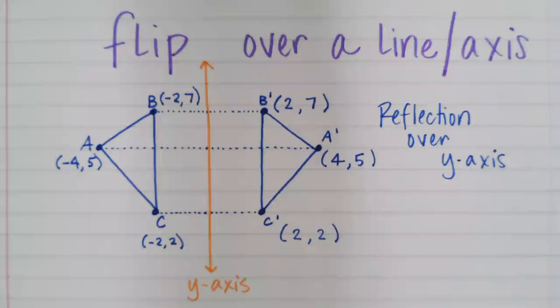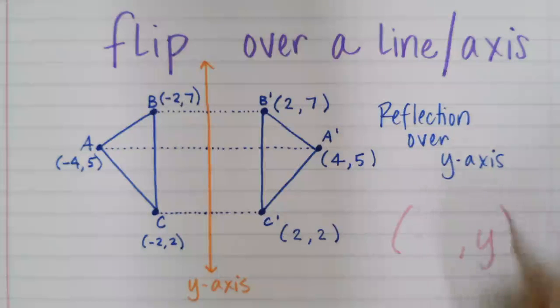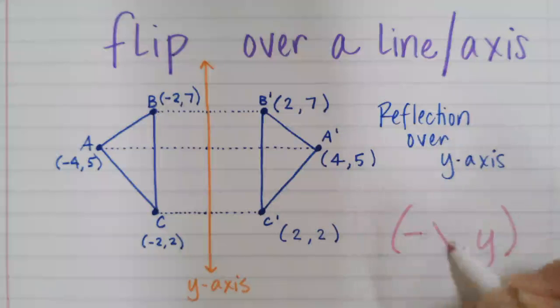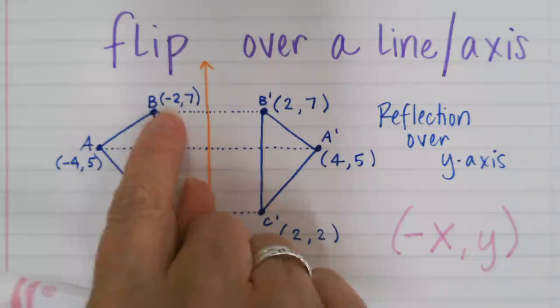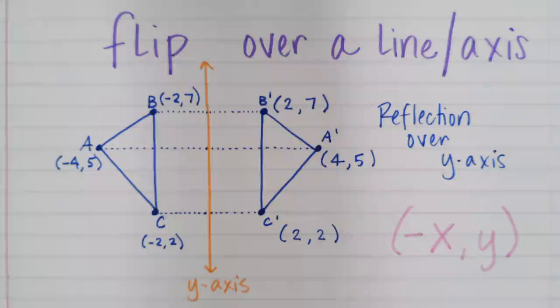So the rule for reflecting over the y-axis is the y didn't change, but the x is the opposite. We went from a negative to a positive. So the sign on the x changed, but the y stayed the same.